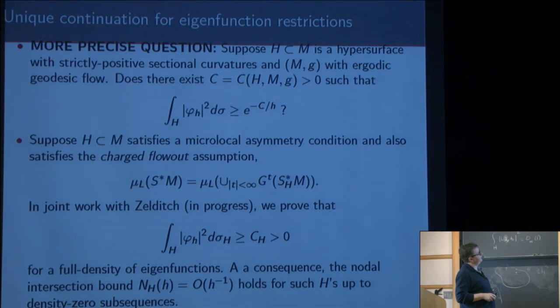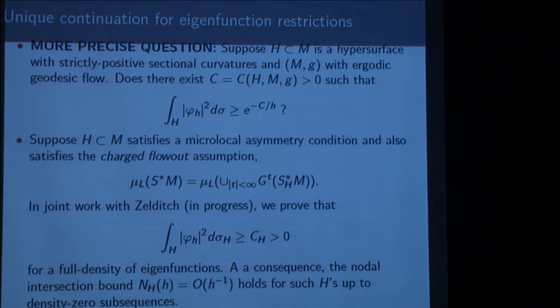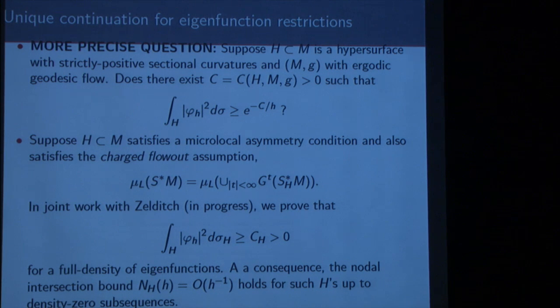So the most recent thing, we have some work with Zelditch that we're writing up, where we ask, sort of generically, what kind of bounds can you get on restrictions. So we're willing to throw away density 0 subsets here, okay? But we ask the following question. Suppose that H satisfies microlocal asymmetry. So this is no perfect focusing, okay? And also satisfies what we call the chart flow out assumption. So basically, this is like a non-trapping kind of assumption, okay?